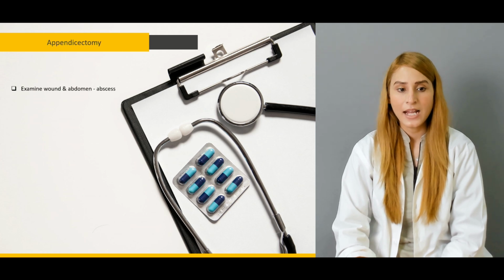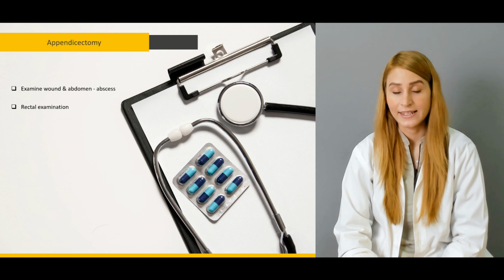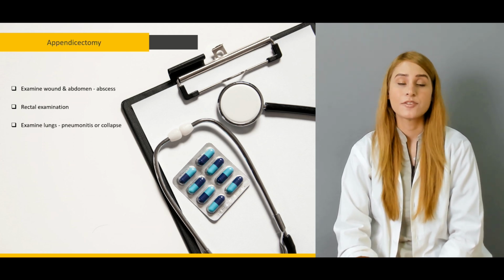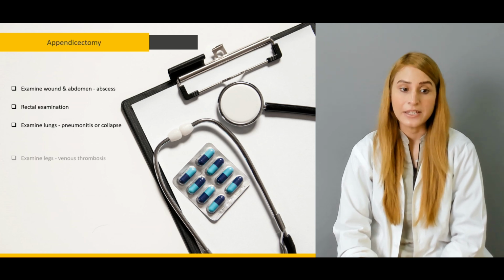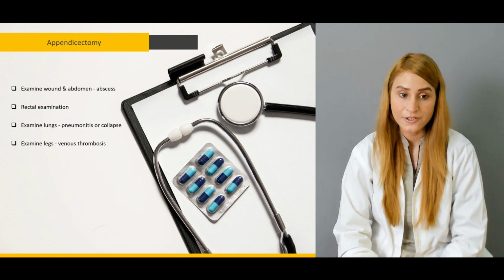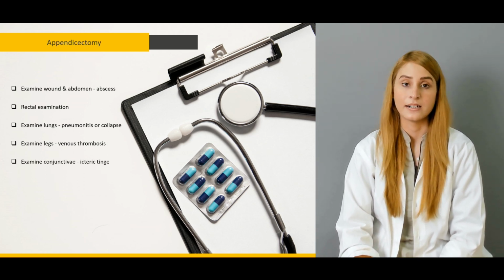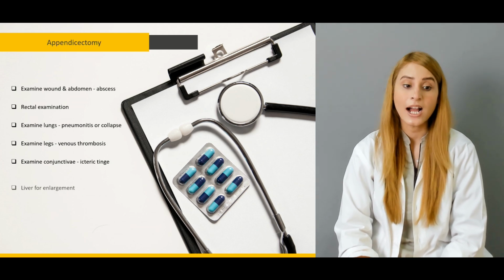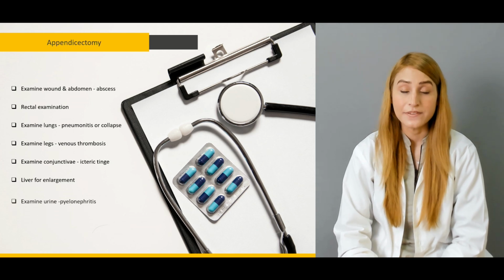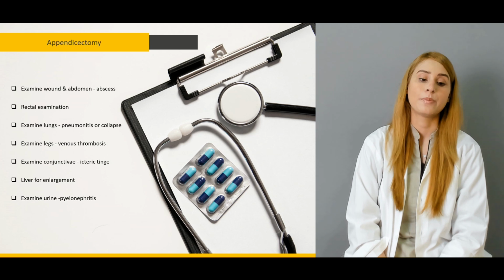So now it's very important to examine the wound and the abdomen, because there can be an abscess. You have to perform the rectal examination. You have to examine the lungs, as it can be pneumonitis or collapse. You have to examine the legs, because it can be deep vein thrombosis. And you have to examine the conjunctiva, there can be an icteric tinge. You have to examine the liver for enlargement, and you have to examine the urine for pyelonephritis.